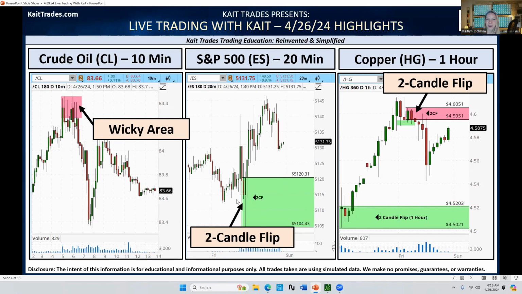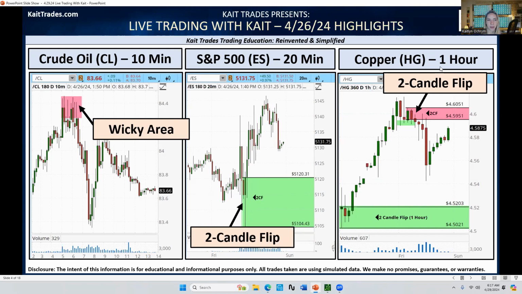S&P 500, after that breakdown, we had a 2-candle flip. And this one we got out sooner. I was a little bit nervous of this top wick up here. However, we did have that 2-candle flip below support. That led to our long trade to the upside.